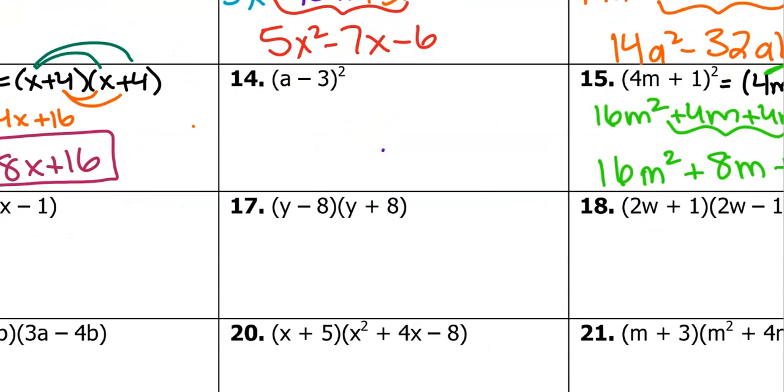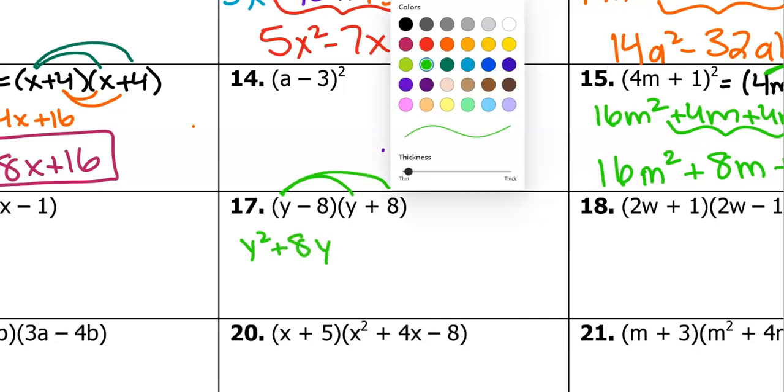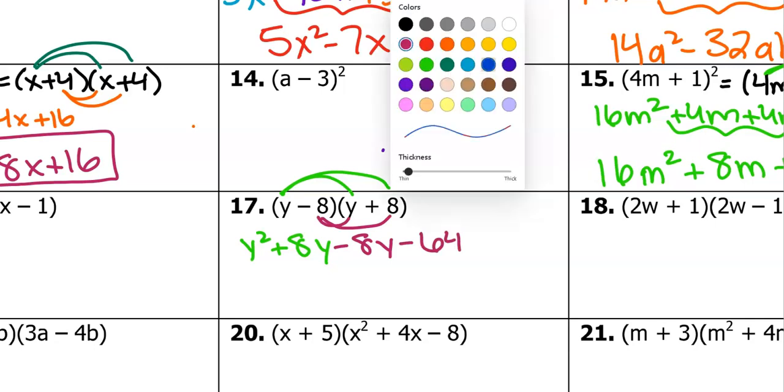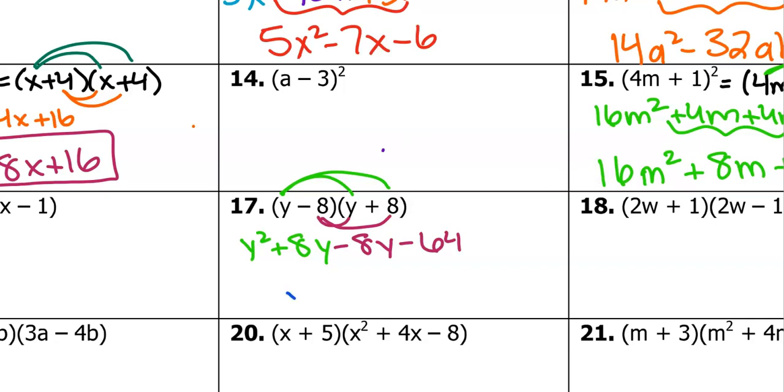What is y times y? Y to the power of 2. And then what is y times 8? 8y. Good. All right, what is negative 8 times y? And what is negative 8 times 8? Negative 64. Can we combine like terms? Yes. So what is 8y minus 8y? 0y. It's not there at all. This becomes y squared minus 64. And that's it.